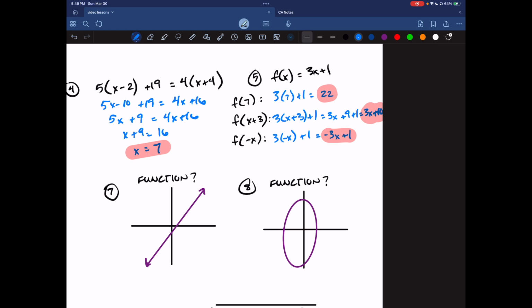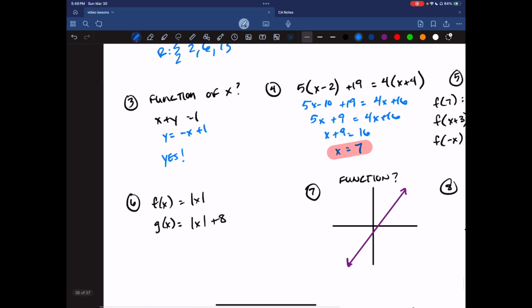All you're doing is, f of x is your basic default. And then anything that you see in parentheses where x should be, you plug it in for x. On the first one, it says f of 7, so anywhere I see an x, I'm going to plug in a 7. The second one, anywhere I see an x, I'm going to plug in an x plus 3. And same thing for the last one. So that's what you do.